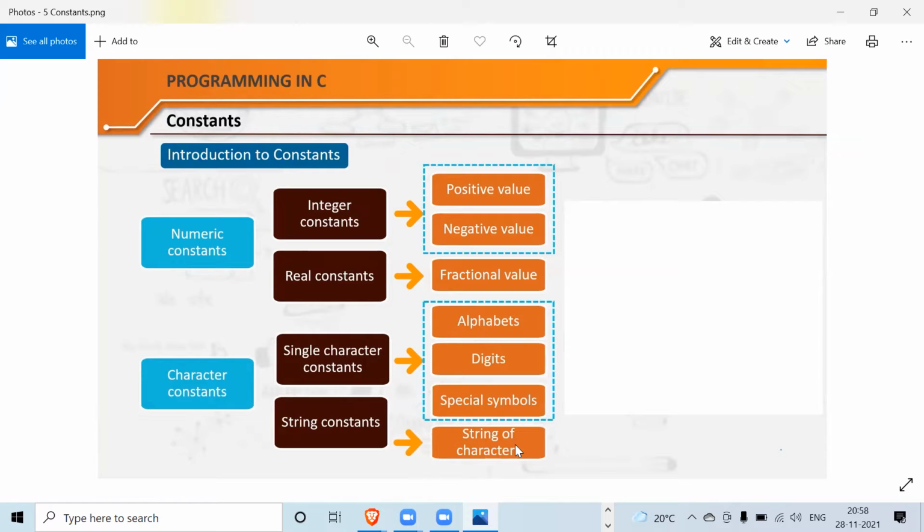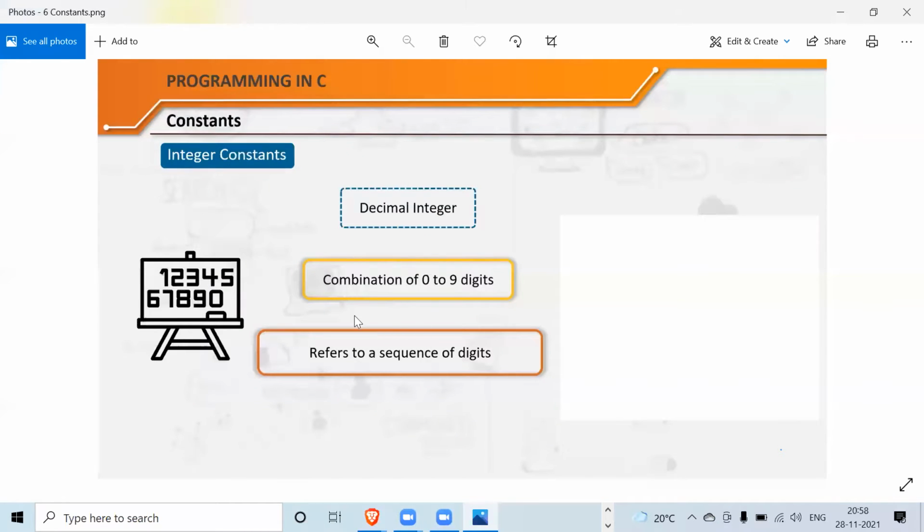And a string of characters means, let's say you have written a sentence. Like last day we saw a program, in which we had an output that said printf hello world. Now hello world is more than one character, that's why it's written in double quotes. So next, now integer constants. Integer constants furthermore have more types.